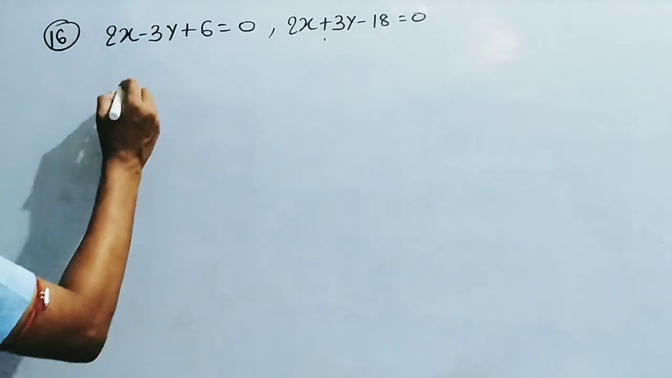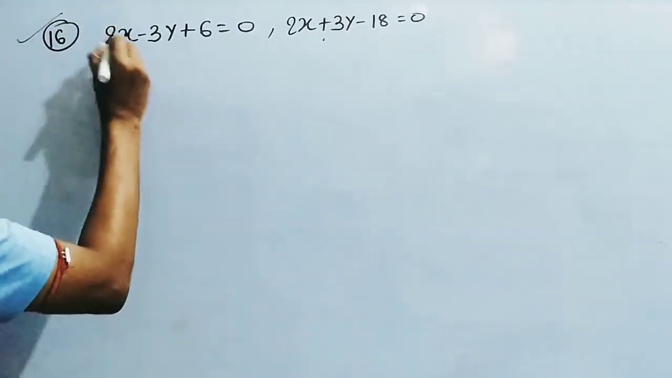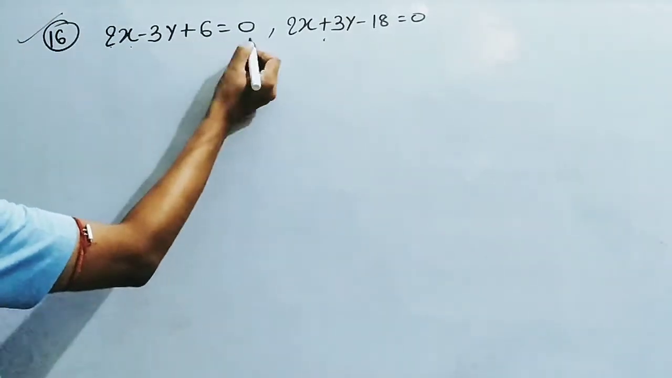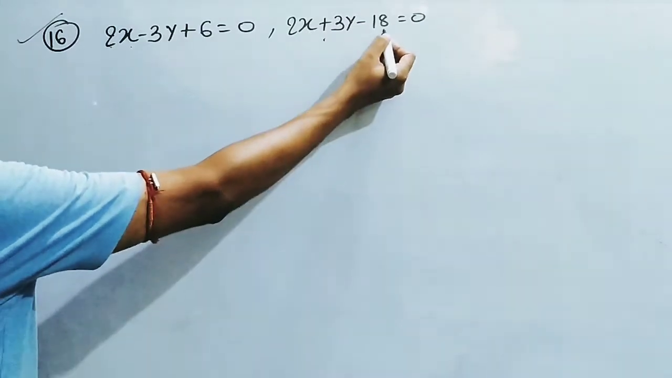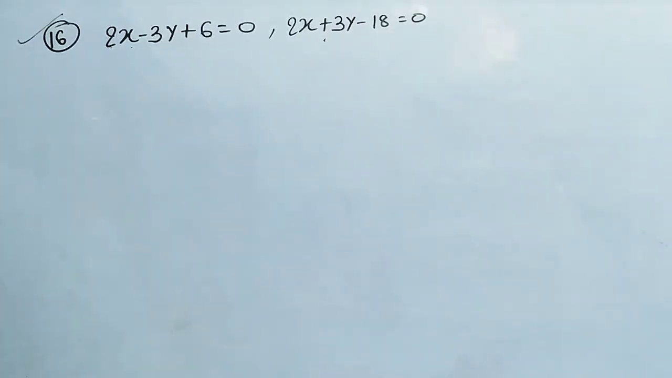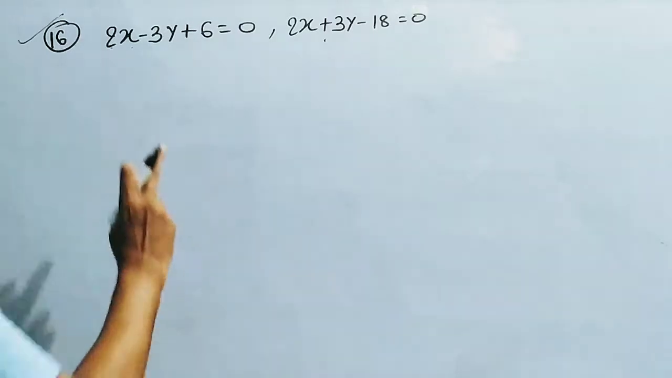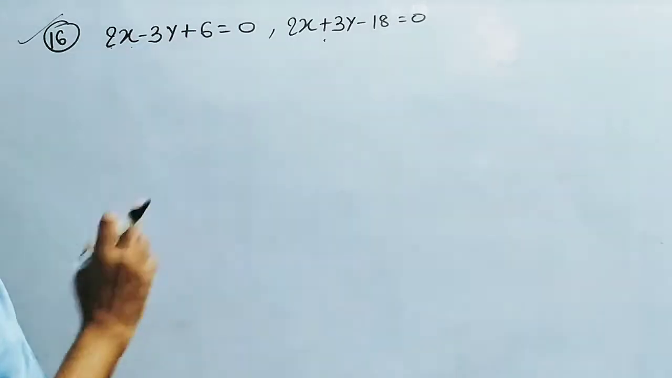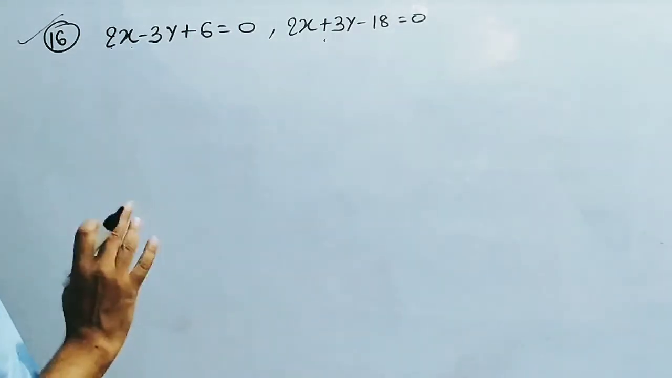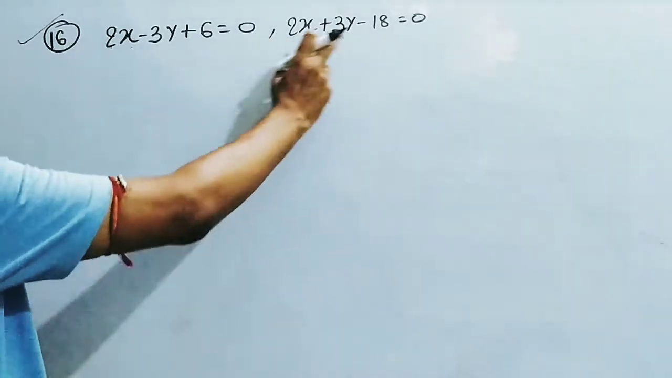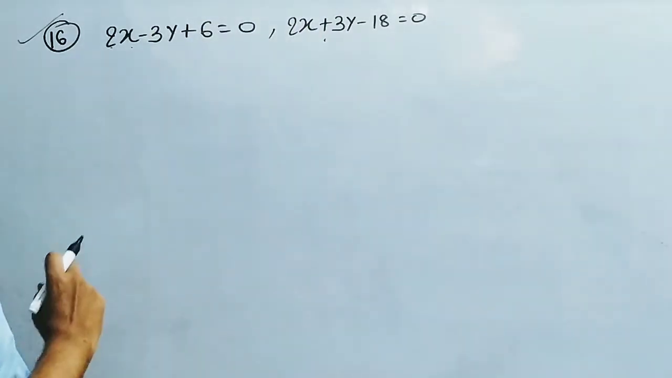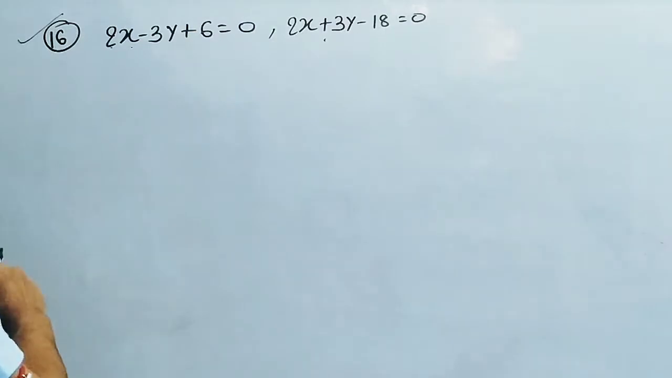Now first you write here, question 16: 2x minus 3y plus 6 is equal to 0 and 2x plus 3y minus 18 is equal to 0. Your question is to find the value of x and y graphically, and hence find the vertices of the triangle formed by these two lines and the y-axis, and lastly find the area of the triangle formed by these two lines and the y-axis.